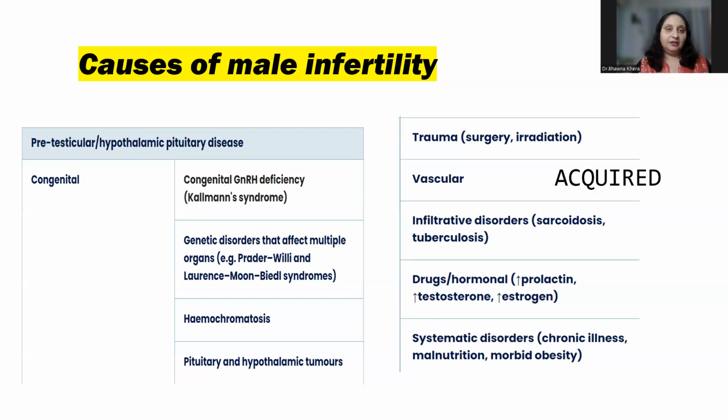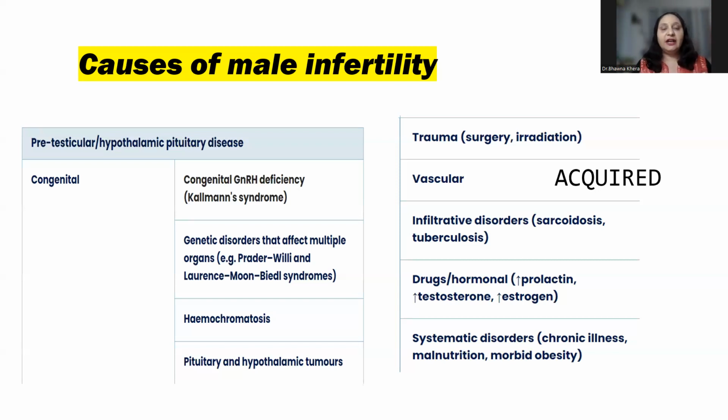So there are three junctions here, and at these 3 steps there could be defects. There could be a defect at the level of the hypothalamus and pituitary, so that will be pre-testicular, before the testes. Then there is a defect at the level of the testes, so the causes are testicular. And then finally, there is some problem after the formation of sperms, so there is a post-testicular problem. So we divide the causes into pre-testicular, testicular, and post-testicular.